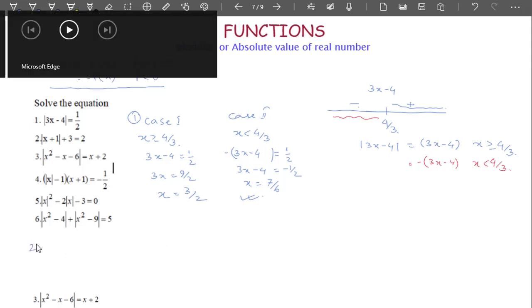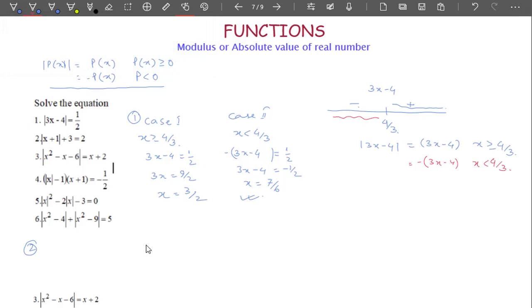Question number 2. Modulus of x plus 1 plus 3 is equal to 2. So modulus of x plus 1 is minus 1. Modulus cannot be less than 0. Minus 1 is less than 0. So this is a wrong question. It is given to fool you, so no solution.